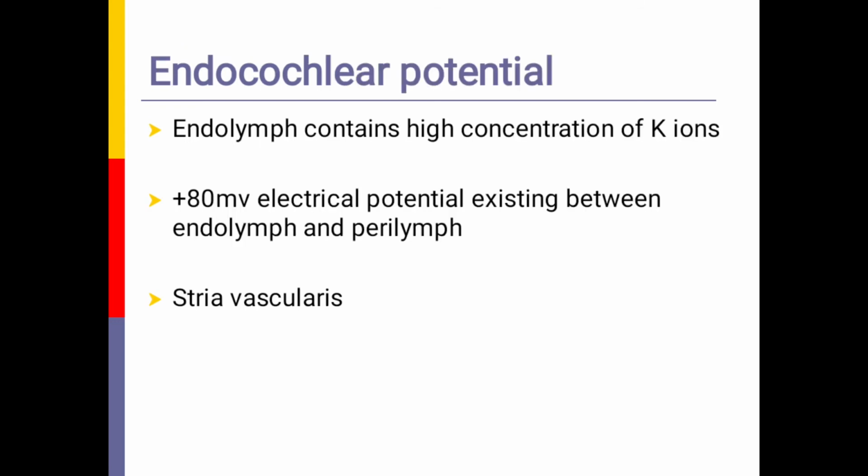The endolymph contains a high concentration of potassium ions, nearly 135 milliequivalents per liter, when compared to that of the perilymph. The source of these potassium ions is the stria vascularis, which is present in the lateral wall of the scala media. The electrical potential of about 80 millivolts existing between the endolymph and the perilymph is called the endolymphatic or endocochlear potential.